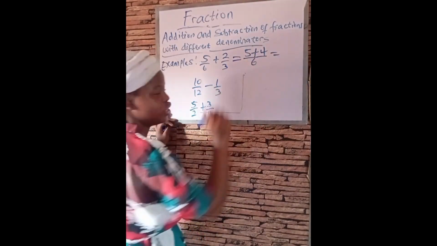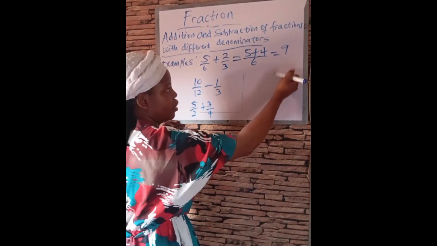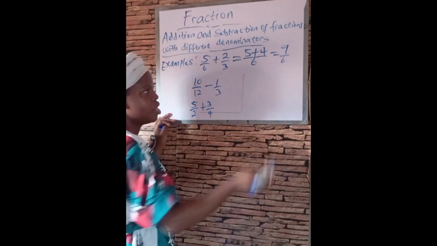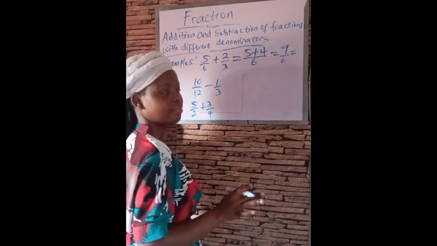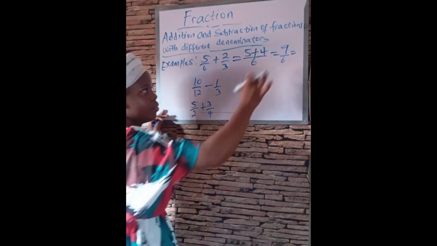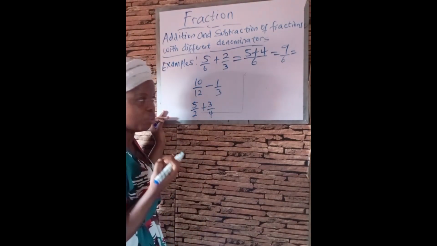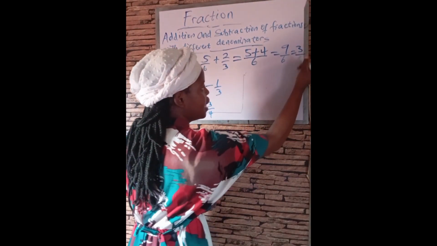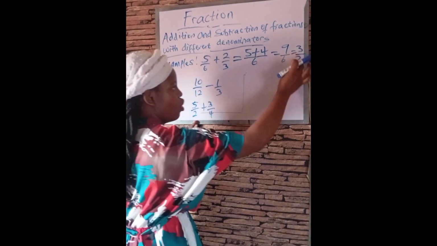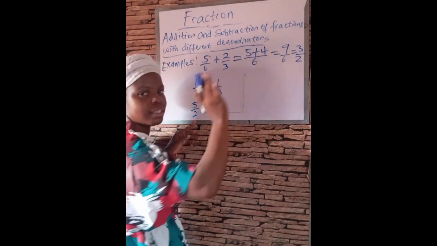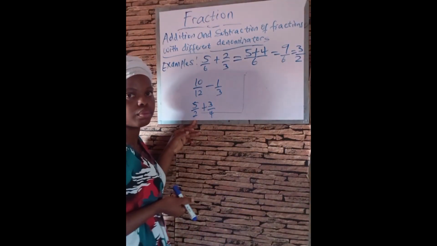So now you apply the operation here. We have 5 plus 4. That will give us 9, all over 6. If you see, we can simplify this fraction. It's very easy to simplify. So 3 can go into 9 and 3 can go into 6 as well. 9 divided by 3 will give you 3. 6 divided by 3 will give you 2. So this is our final answer. 3 all over 2. 9 over 6 is equivalent to 3 over 2.